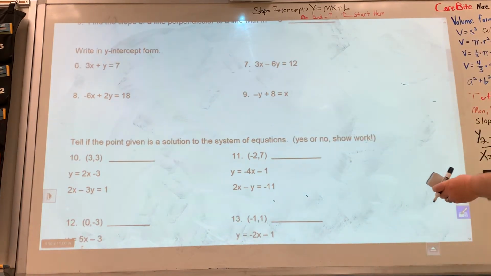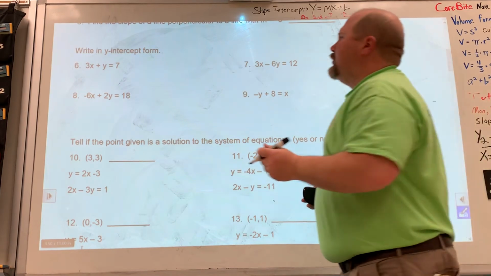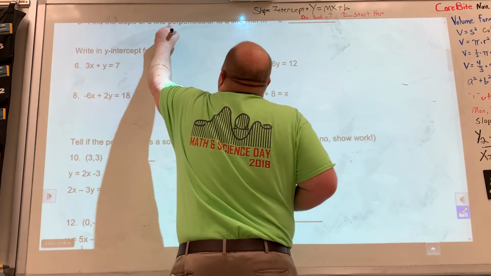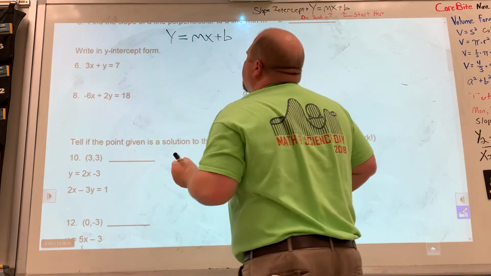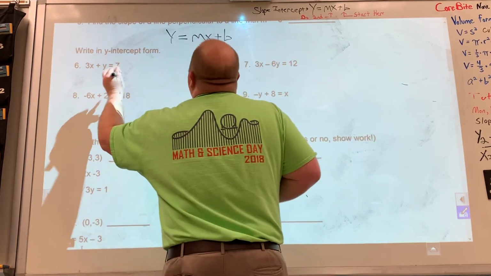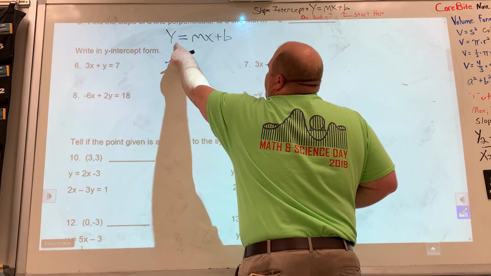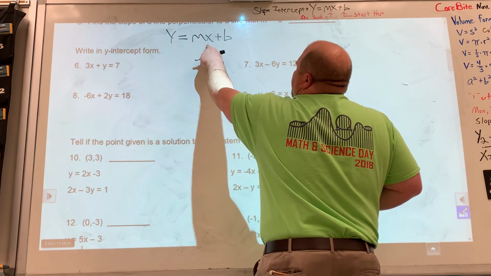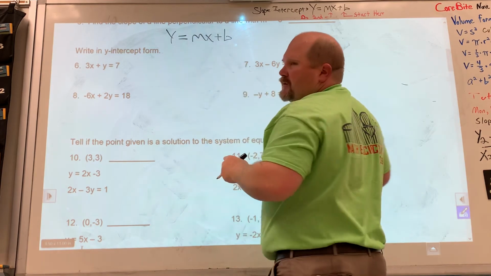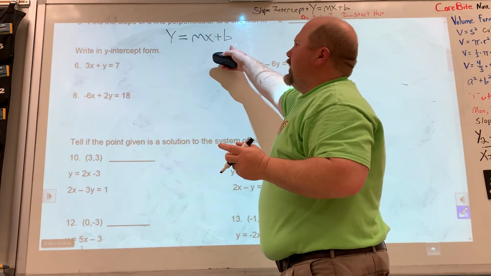Number 6, write in y-intercept form, also known as slope-intercept form. So we want to get this into the format of y equals mx plus b, just like we were going to graph it. So if you'll notice, everything's based off the equal sign. The y has to be on the left side, slope has to be directly to the right of the equal sign, and your y-intercept, which is your plus or minus number, comes dead last.